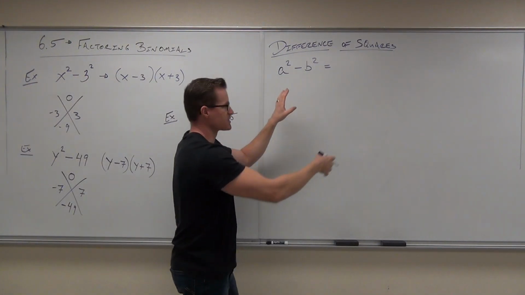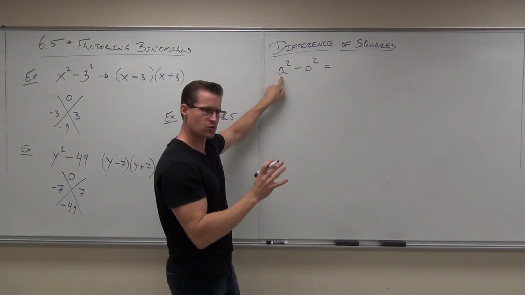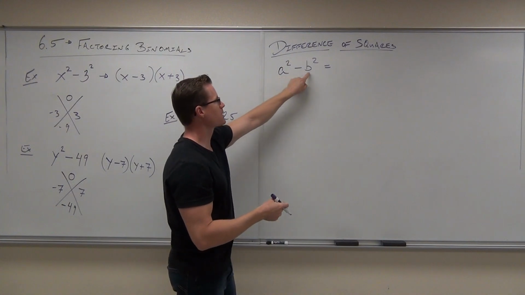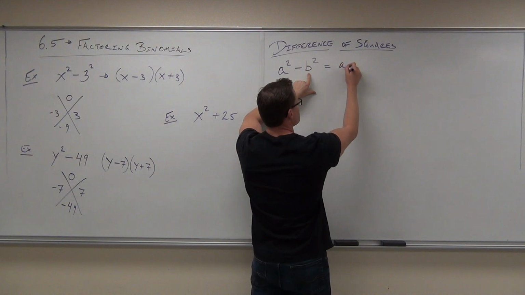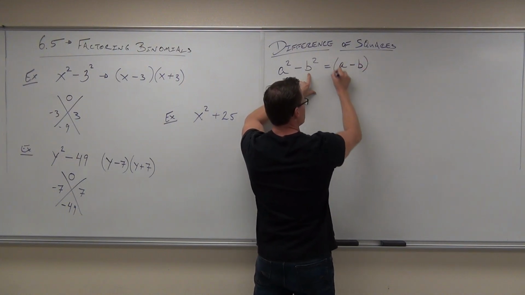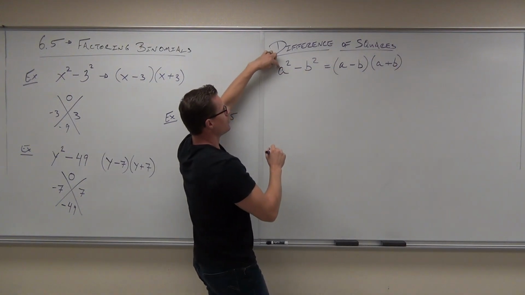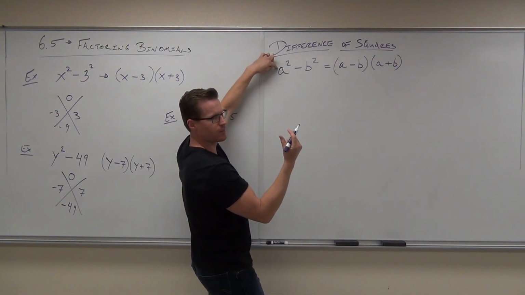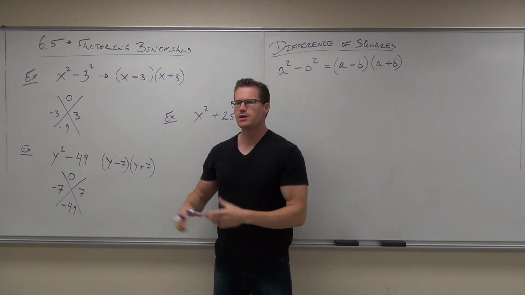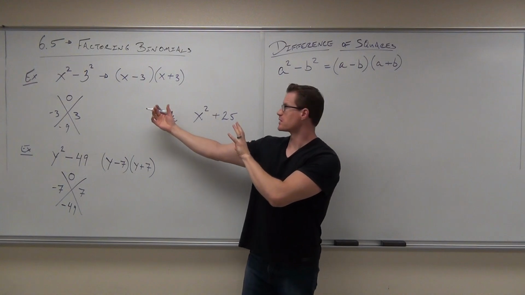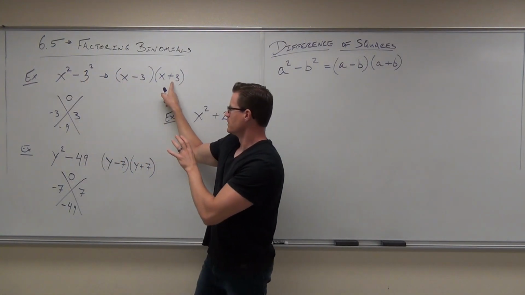What the difference of squares says is, if there's a difference, not a plus, but a subtraction, and the first term is something squared, and the second term is something squared, then this always factors as a minus b, a plus b. In other words, the quantity being squared with different signs between them. Do you guys see that fits this pattern? Look at this. Here's x. Oh, x and x. Here's 3. Oh, 3 and 3.